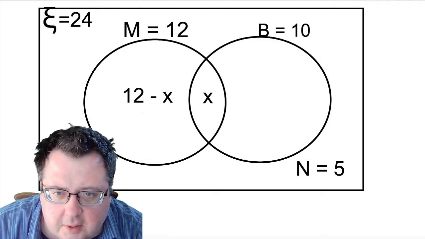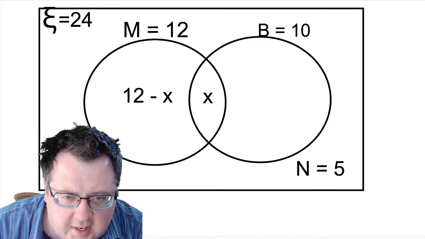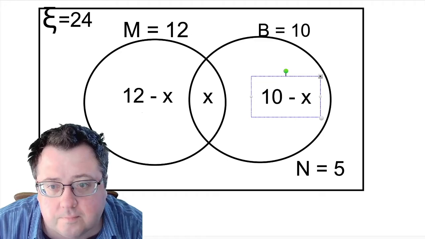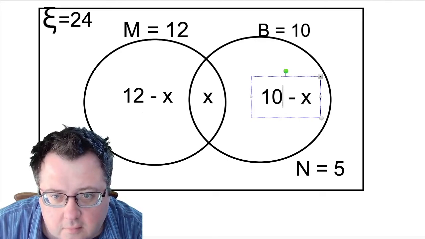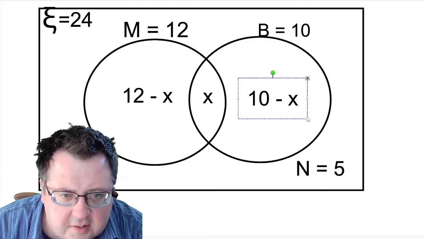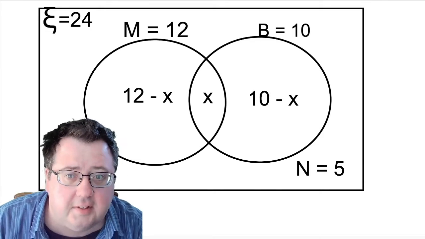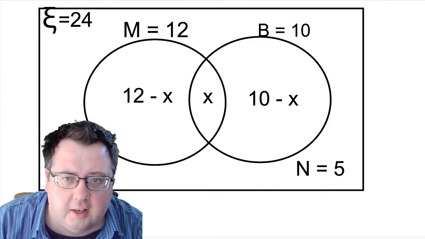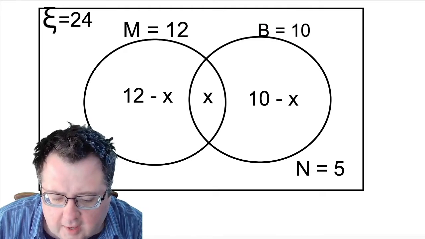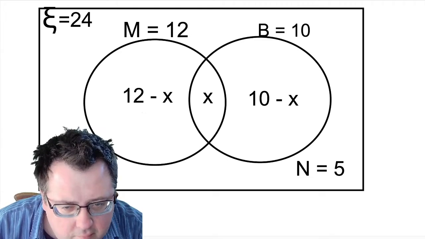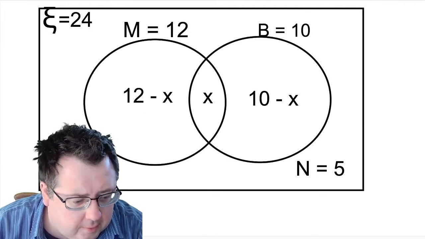And this part of the circle here will be 10 subtract X. Okay, so I've just represented the numbers there with missing algebra. And it should make sense if you've got any algebra knowledge what's going on there. So we'll just now add everything up.